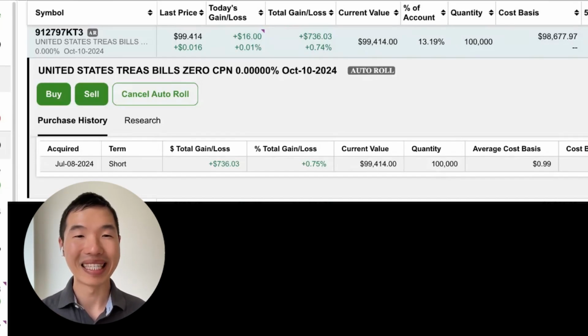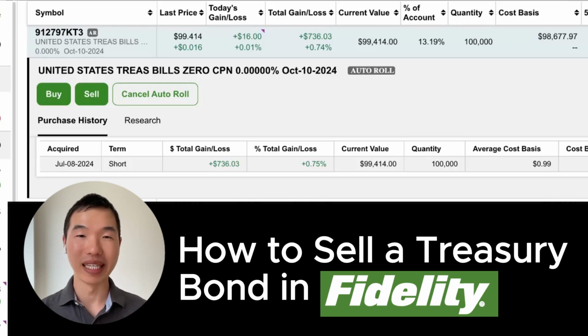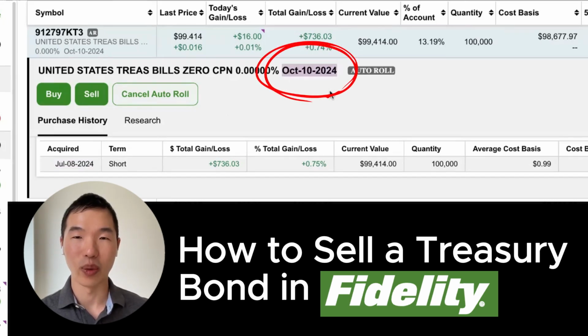Hi everyone. This is a short tutorial on how to sell a treasury bond in Fidelity. So we're on my Fidelity account right now, and you can see I own a short-term treasury bond that was acquired on July 8th, and it's a 3-month treasury bond that matures on October 10th, 2024.